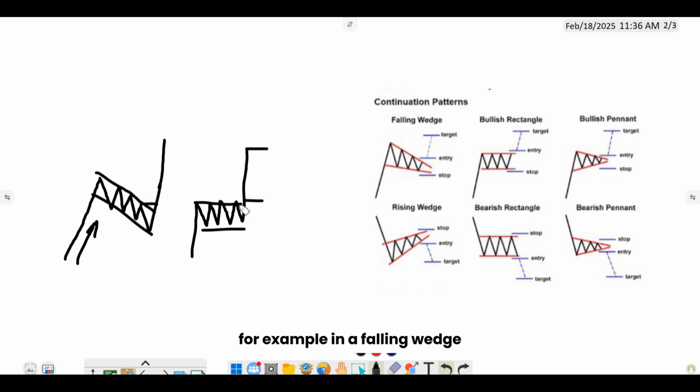For example, in a falling wedge, we want to use the whole of this wedge, from the beginning of the wedge to the end of the wedge, as our full trading area. We enter at the breakout of the wedge, our take profit is at the previous high, and our stop loss is at the previous low. Same thing, we want to use this area to this area.